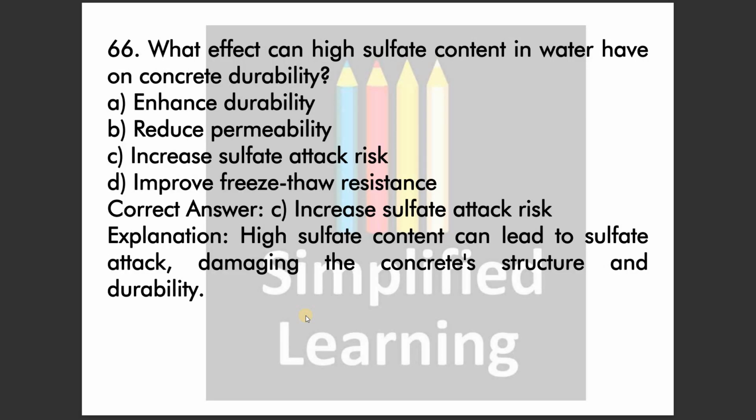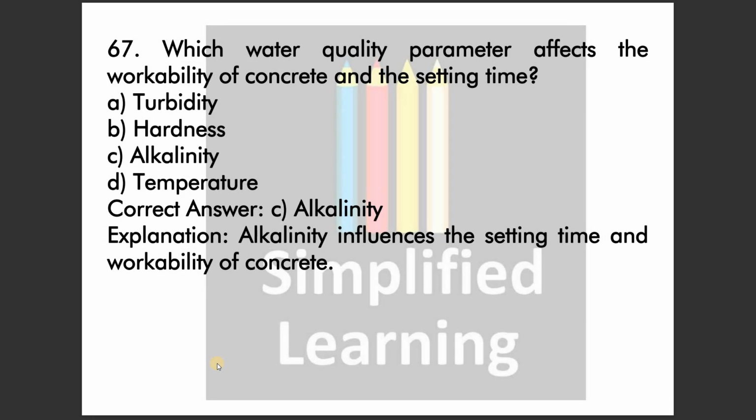Then what effect can high sulfate content in the water have on concrete durability? High sulfate content is going to increase the sulfate attack risk. Okay, then concrete structure and durability is affected because of sulfate content. That's why high sulfate content in water is going to increase the sulfate attack risk. Which water quality parameter affects the workability of concrete and setting time? Alkalinity affects the setting time and workability of concrete.